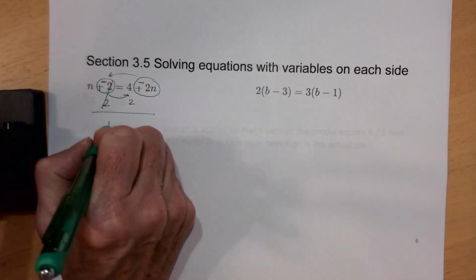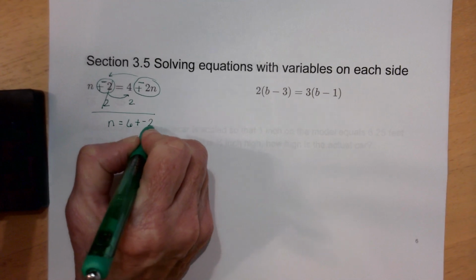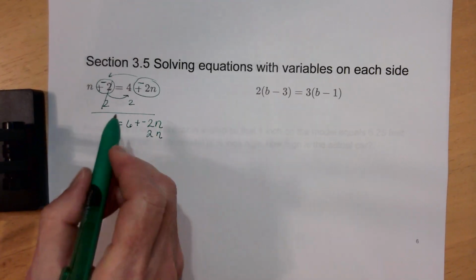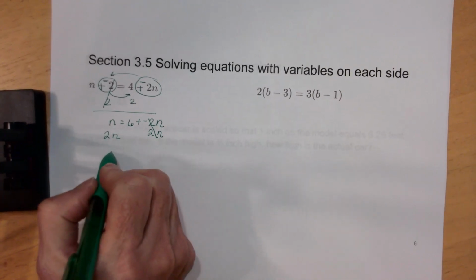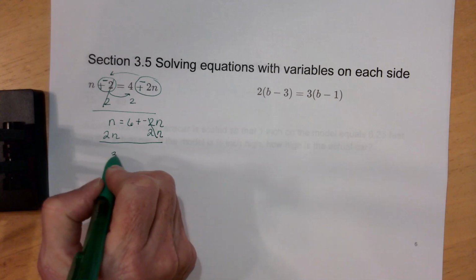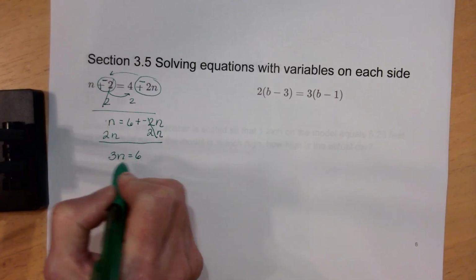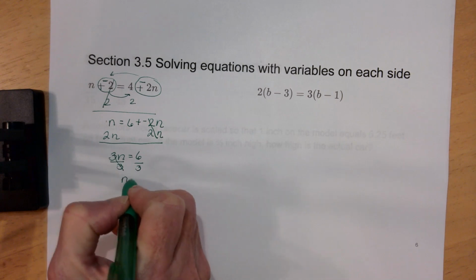That cancels out, so I have n is equal to 6 plus a -2n. I'm going to add a +2n to both sides, which is going to give me 3n, because there's an understood 1 in front of that, equals 6. Then I'm going to divide by 3, and I'm going to get n is equal to 2.